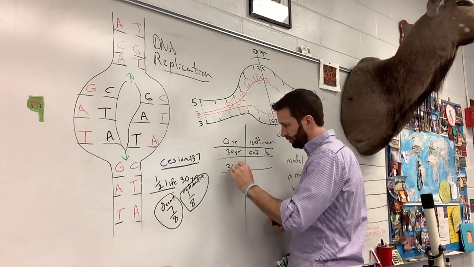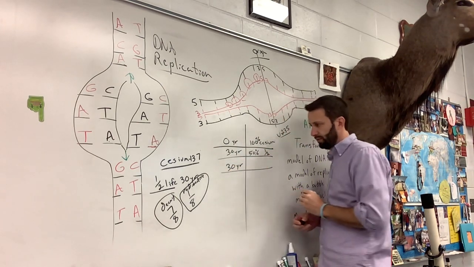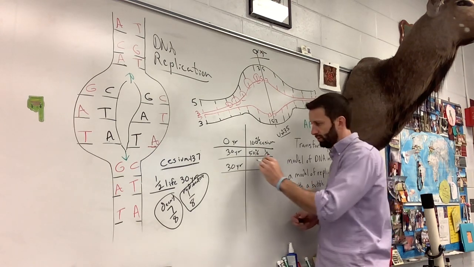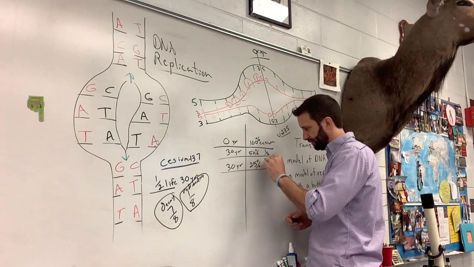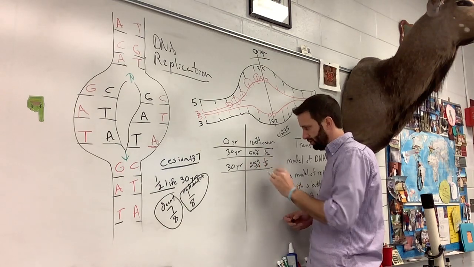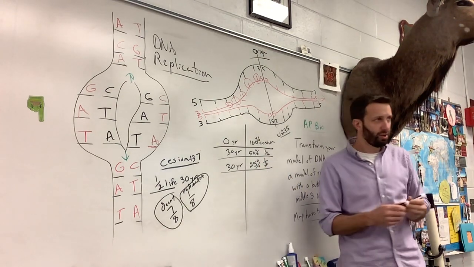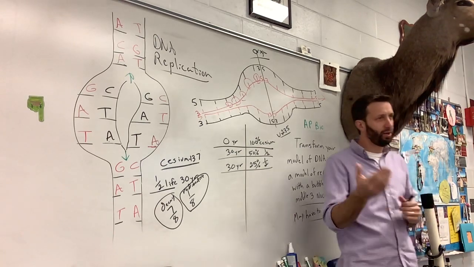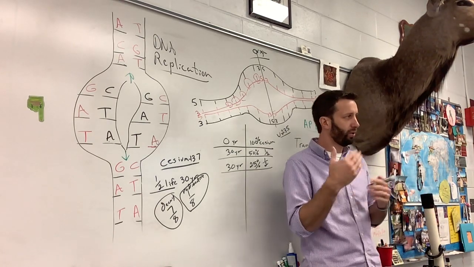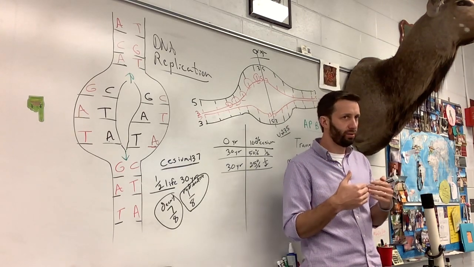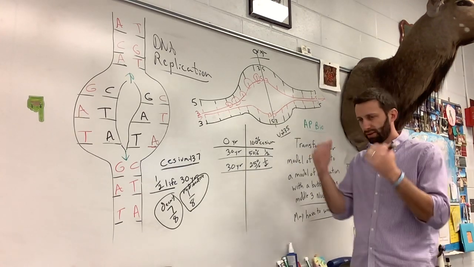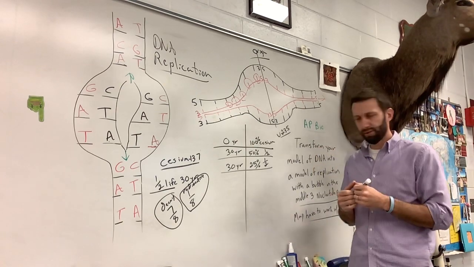And after another 30 years, how much do we have left? 25%. Good. What's half of 50? 25%. So it's not like half of it decays, then the other half decays. It's half of whatever's left over. So each time it's half of the amount that's there. Decays.